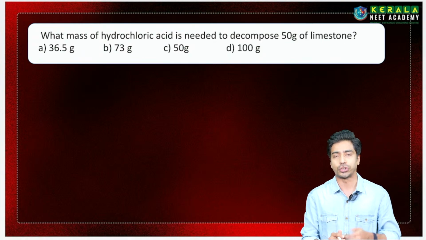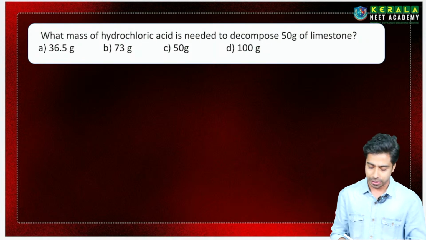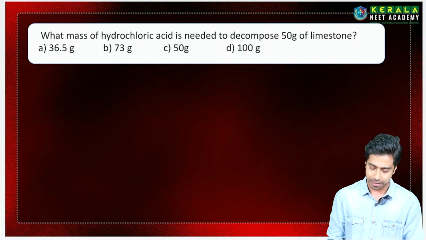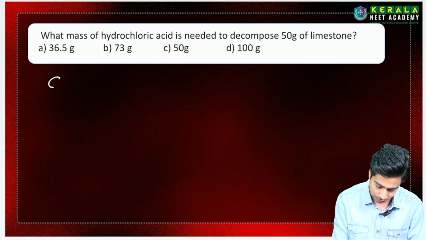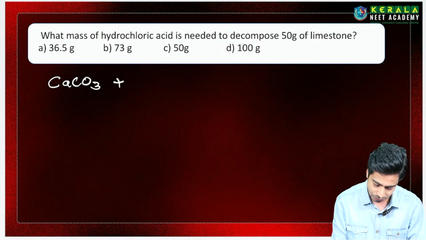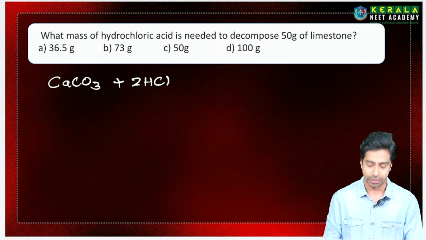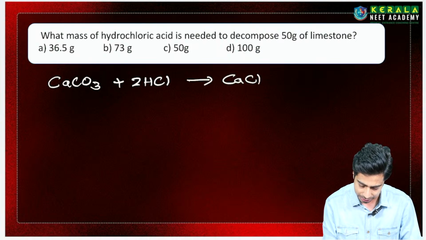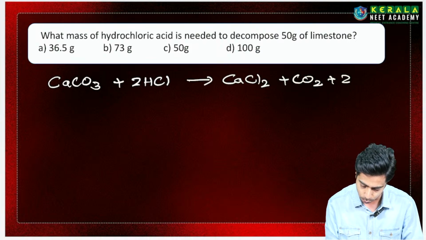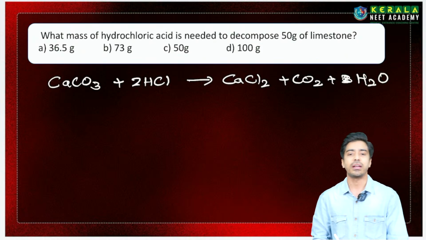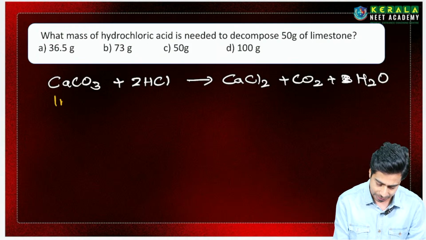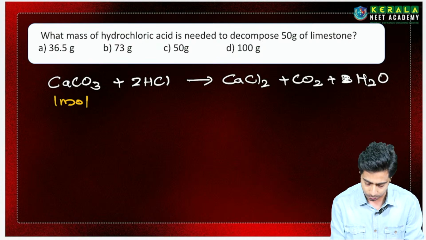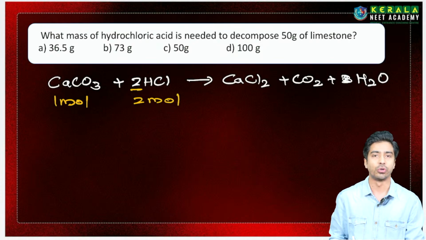Now we have the equation. That comes from the stoichiometric calculation, so in this chapter we'll be going with stoichiometry. Limestone means calcium carbonate, and you know the reaction between CaCO3 and HCl. Now listen here: CaCO3, calcium carbonate, plus 2HCl, you should know this reaction, giving CaCl2 plus CO2 plus H2O. This is the balanced equation. In this reaction, 1 mole of calcium carbonate requires 2 moles of HCl.